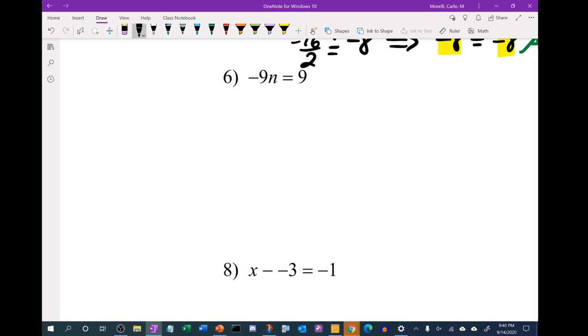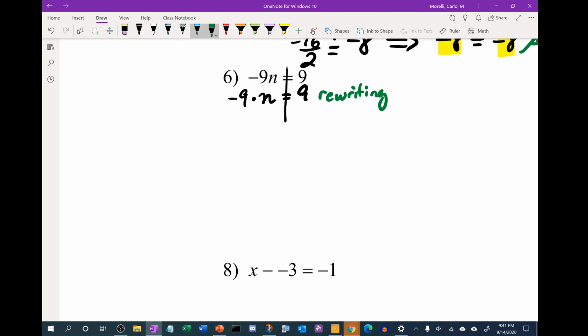Okay, negative 9n equals 9. The real question is, for what values of n is negative 9 times n equal to 9? So here's what you do. Little sidebar. Negative 9n can also be written negative 9 times n. Okay? So I want to do that step. I'm going to rewrite this: negative 9 times n equals 9. My justification here is just rewriting. I didn't really do anything.